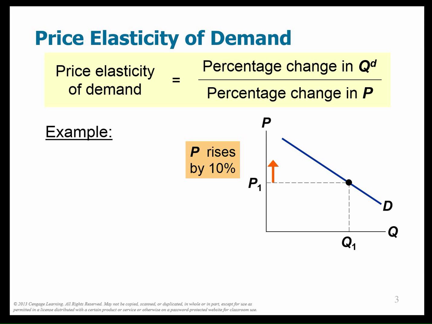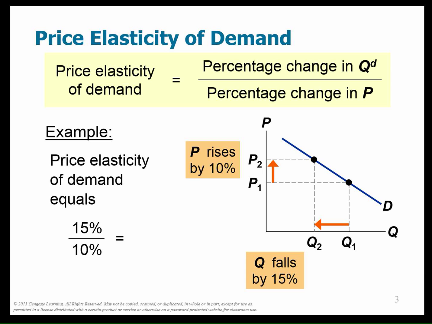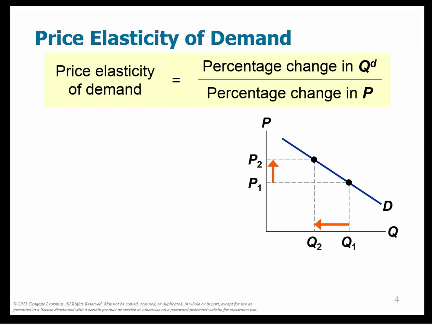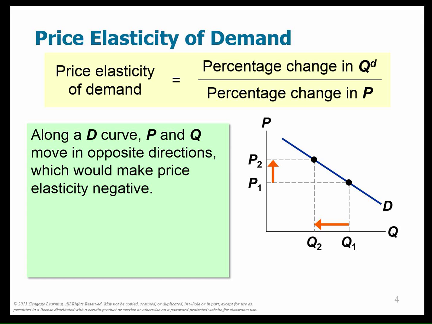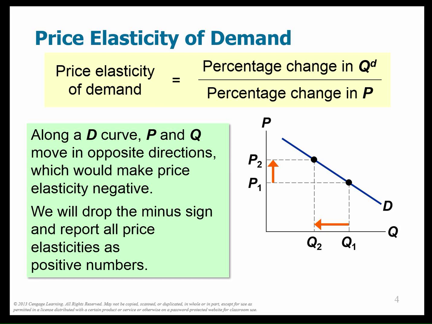Okay, so look at this. Price is rising by 10%, quantity falling by 15%. We just divide the change in quantity by the change in price. It's 1.5. Using the definition, if price goes up by 1%, then quantity will go down by 1.5%. Now, we always know that quantity will go down when price goes up. That's the law of demand. We don't need to worry about putting a negative sign in front of that. We would drop the minus sign, as I said before.